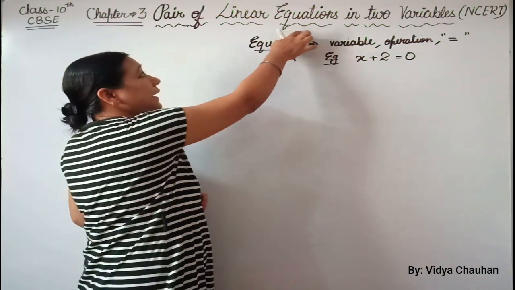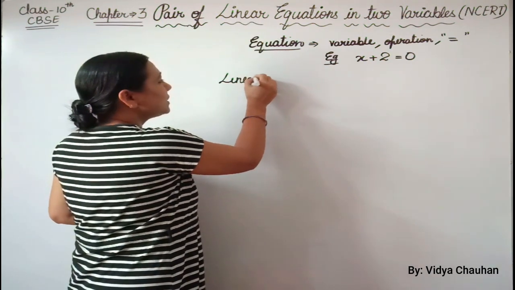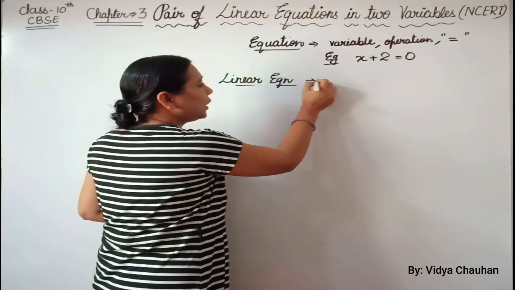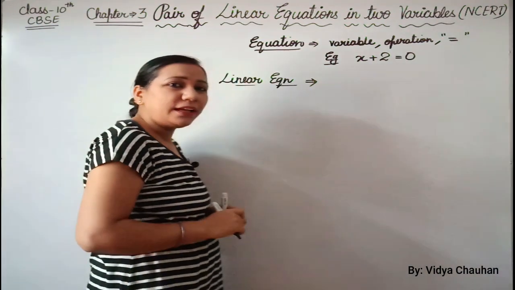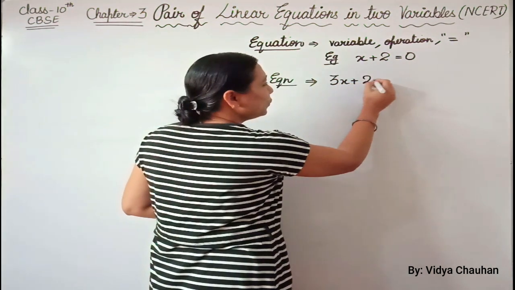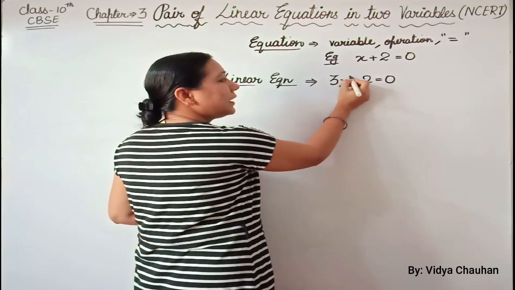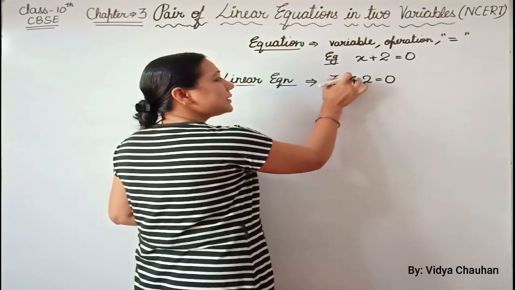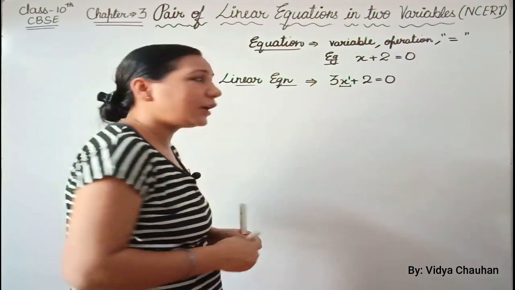Now coming up, how can we form a linear equation? So what is a linear equation? A linear equation is any equation whose degree is 1. For example, 3x plus 2 equals to 0. Here our variable is x, and what is the degree of x? The degree of x is 1. Since the degree of x is 1, that means it becomes a linear equation.